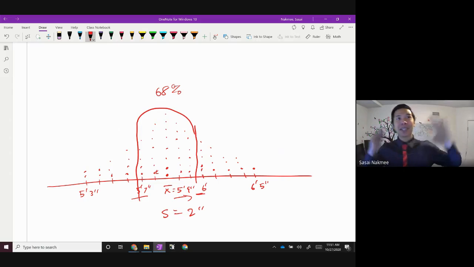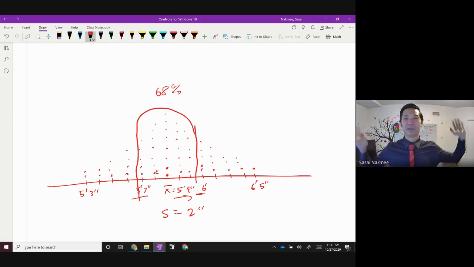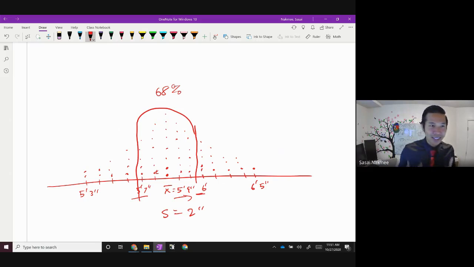This is impossible to imagine, but if you could imagine all the data you collect standing on a field somewhere, 68% of them would be between one standard deviation above and one standard deviation below. And I think that's neat because if you imagine a billion people, you can get 68% of those billions grouped up in that little section right there.